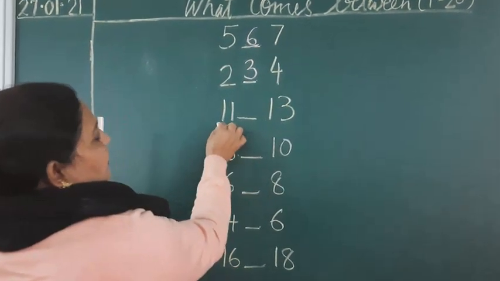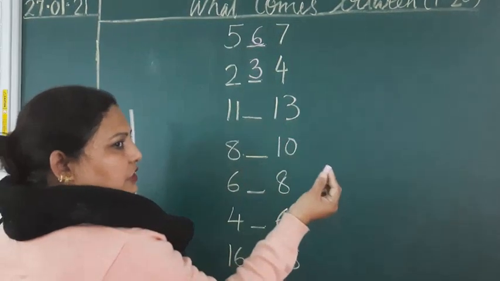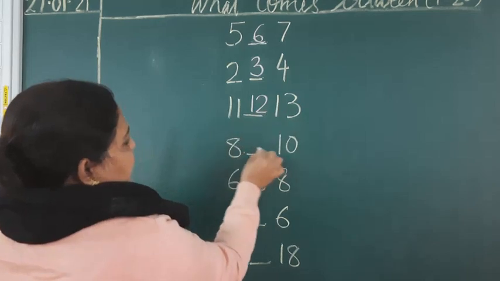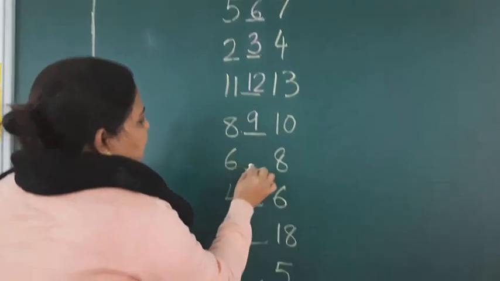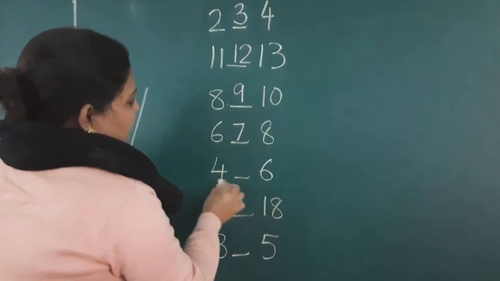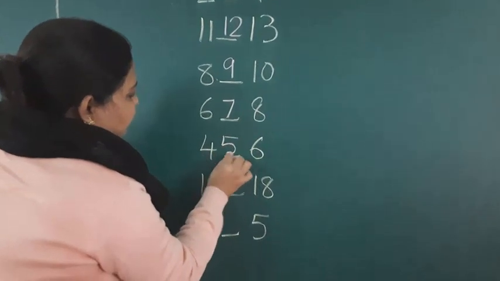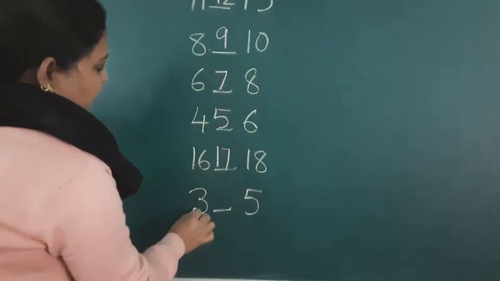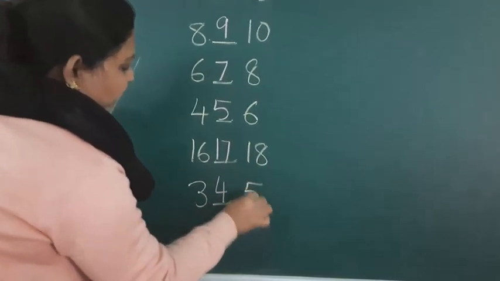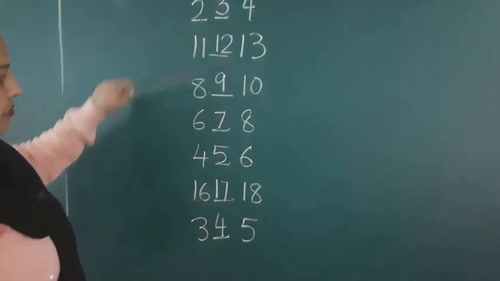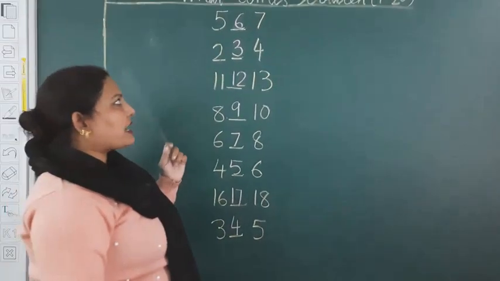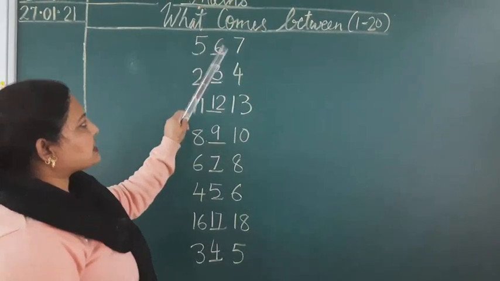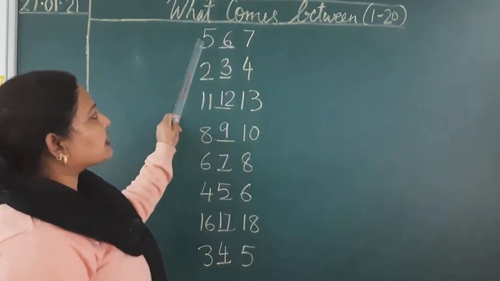Now 11. After 11 you have learned already. So 11, 12, 13, 8, 9, 10, 6, 7, 8, 4, 5, 6, 16, 17, 18, 3, 4, 5. So this is called the middle number, and you have to keep all the numbers in your mind, and then you have to count and write. After 5, 6 will come. So you have to read after writing.